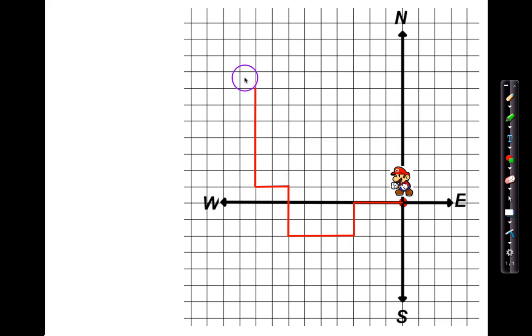Okay, so this is where he is now. And this is where he started. So how far is it in between?